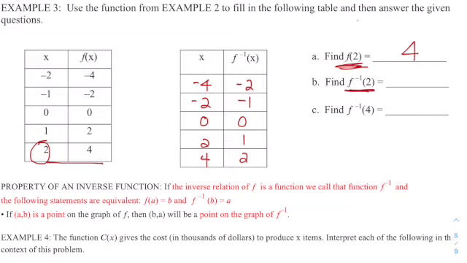The inverse. f of the inverse is 2. So f of inverse is 2 right here, so therefore the answer is 4. And then f of inverse is -4. If that's -4, which is right here, the x is -4, and the answer is going to be -2. And that is how you look at the answer.